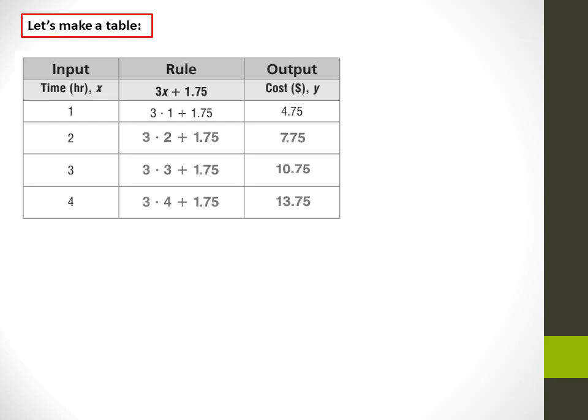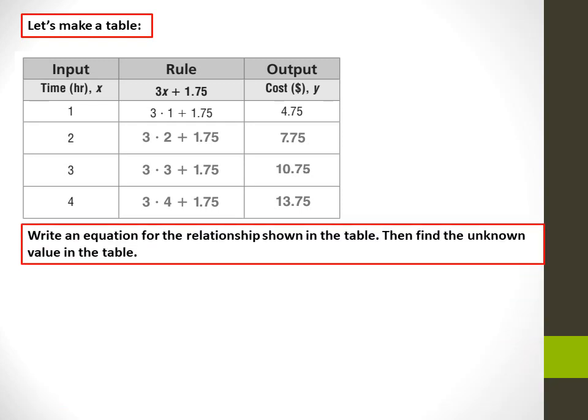If x is equal to 2, y is equal to 7.75, because 3 times 2 plus 1.75 is equal to 6 plus 1.75, which is equal to 7.75. If x is equal to 3, 3 times 3 plus 1.75 is equal to 9 plus 1.75 equals 10.75. If x equals 4, 3 times 4 plus 1.75 is equal to 12 plus 1.75 equals 13.75.